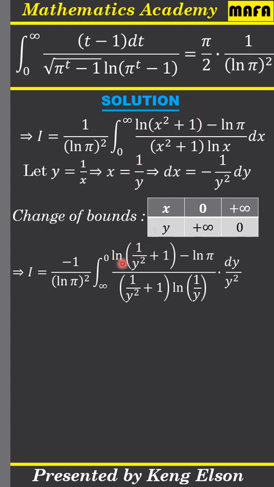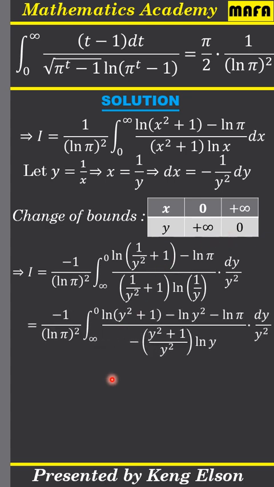So we have the ln of 1 over y squared plus 1 minus ln pi, all divided by x squared, which is 1 over y squared, then plus 1, times the ln of 1 over y. Now look at the way the bounds are. y begins from plus infinity and ends at 0. Now the next thing we are going to do is simplify the ln of 1 over y squared plus 1. Simplifying it is very easy. The LCM is y squared, so everything in the interior just becomes 1 plus y squared, or y squared plus 1, all divided by y squared.